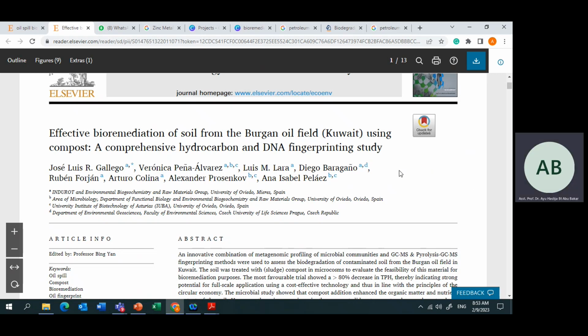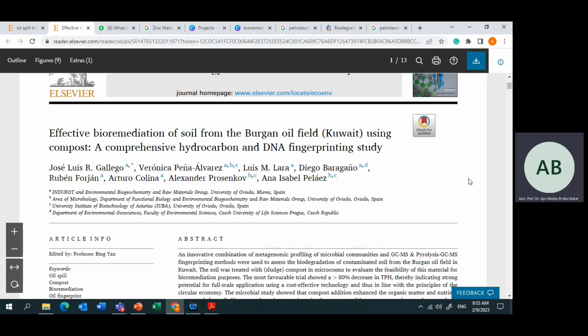Okay, so from this paper, you find out what is the bioremediation technique that they use. Whether they use halophiles or they use any biosurfactants, okay, identify. Once you are done, just send to the team chat, MS Teams chat.